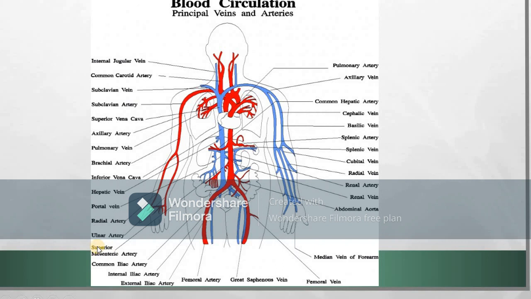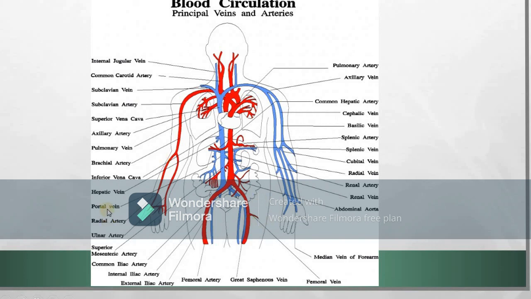Here is the superior mesenteric artery, ulnar artery, where the blood is provided to the ulna, radial artery towards the radial part, then the portal, hepatic, inferior. We'll discuss them one by one. So inferior to these, there is a pair of renal arteries. The word renal is used for the kidneys, so the artery that is providing blood to the kidneys is called the renal artery.